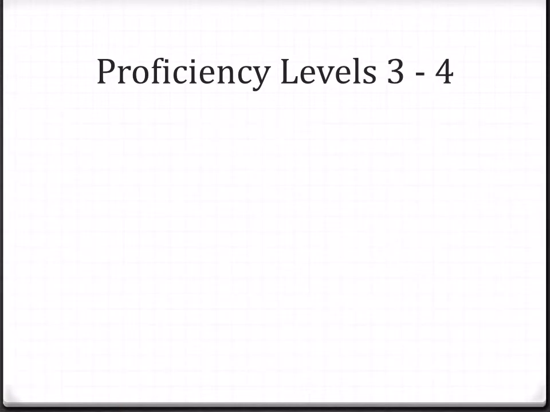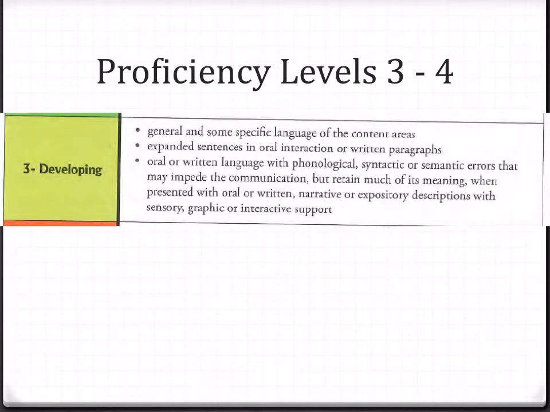Now let's look at proficiency levels 3 and 4. A student with a proficiency level of 3 will be able to produce and understand general and some specific language of the content areas. They will be able to use expanded sentences in oral interaction or written paragraphs. They will be able to produce oral or written language with phonological, syntactic, or semantic errors that may impede the communication but retain much of its meaning when presented with oral or written, narrative or expository descriptions with sensory, graphic, or interactive support.